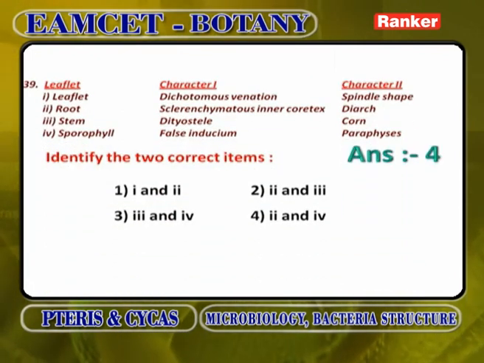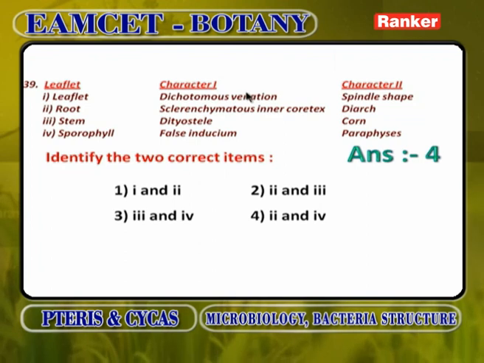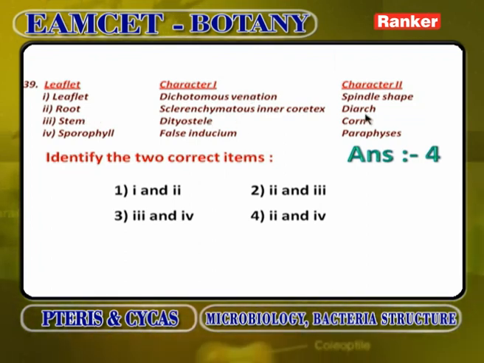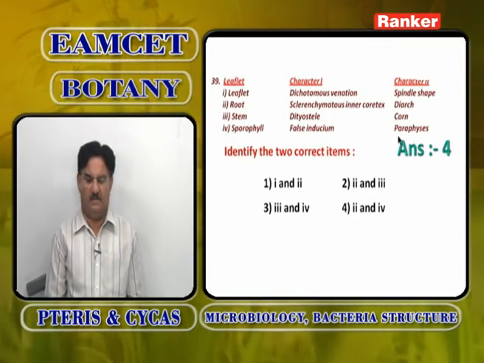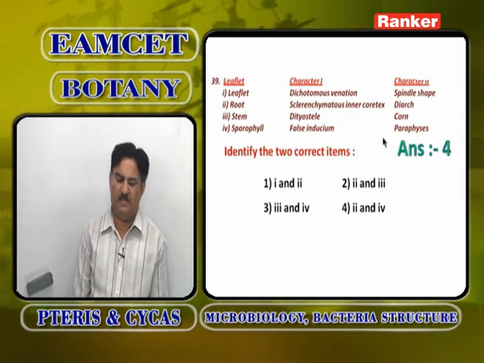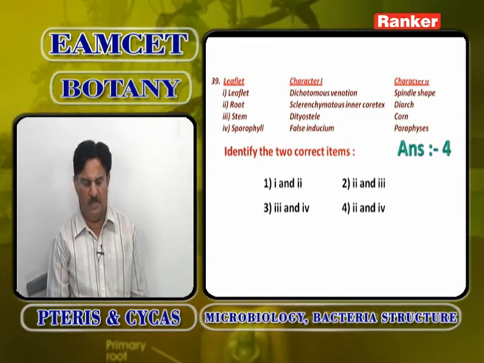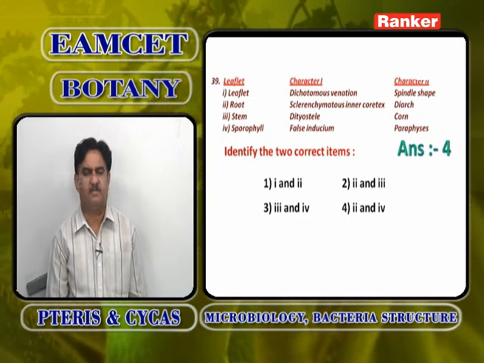This is a 3-column table belonging to Cycas. Leaflet, dichotomous venation, spindle shape: wrong. Root, sclerenchymatous inner cortex, diarch condition: correct. Stem, dictyostele and corm: wrong. It is not corm, it is rhizome. Sporophyll falls into paraphysis: two correct items, paraphysis and falls into both appear in the sporophyll. So, the answer is 2 and 4, second option, fourth option.